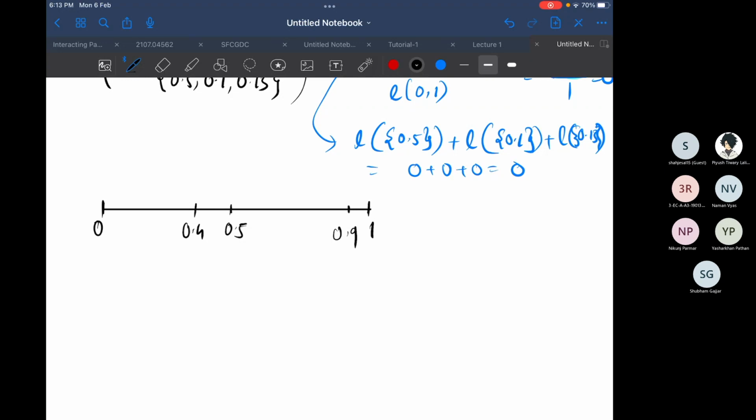And if I decrease my interval from 0.4 to 0.6, I get 20% probability of reaching that point, right? But logically, the probability of me reaching that point 0.5 shouldn't be more when I am in the interval between 0.4 and 0.6.